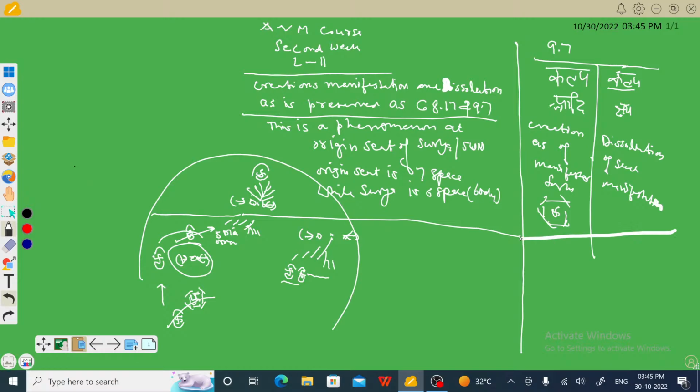and Geeta 8.17 is the enlightenment that this is going to be a manifestation creation during a day, and dissolution is going to be during a night, ahoratra, and it is going to be of 1000 yuga.